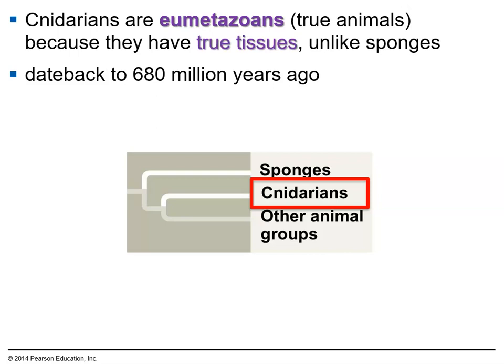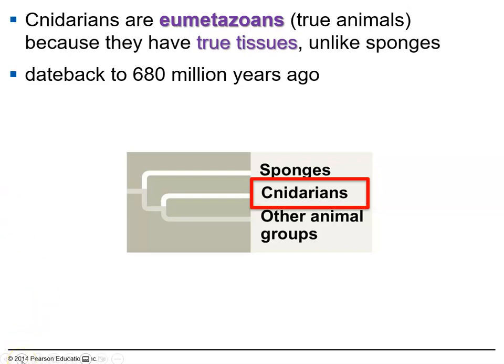And the characteristic that differentiates the cnidarians from the sponges is that they have true tissues. Sponges do not have tissues. They have different kinds of cells that make their bodies up, but not true tissues. And if you remember from Bio 1, tissues are groups of cells that are working together to perform a particular function. So because cnidarians have true tissues, this is our first group of eumetazoans, or true animals. And this group can be dated back 680 million years ago, with fossils, that is.